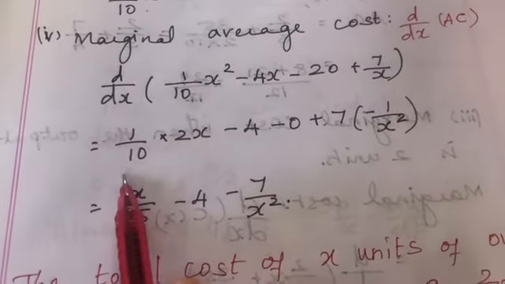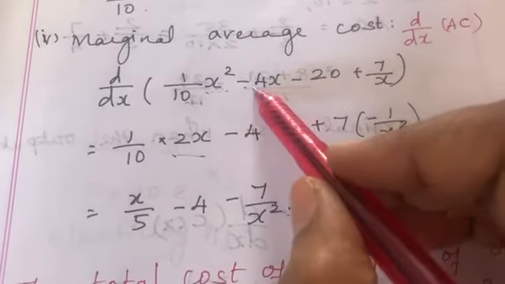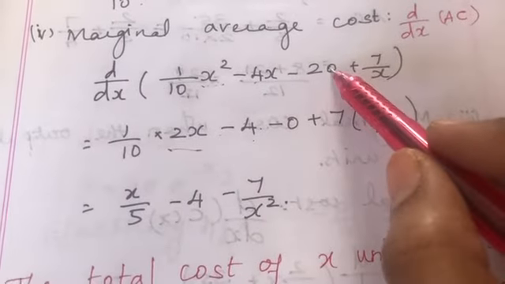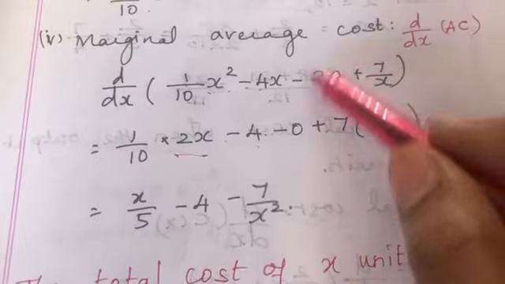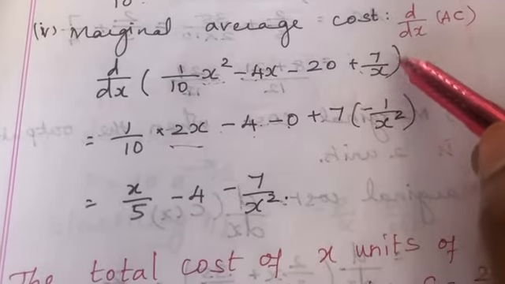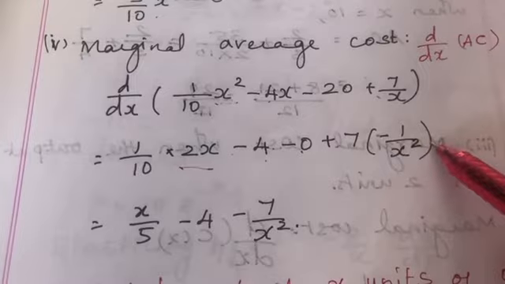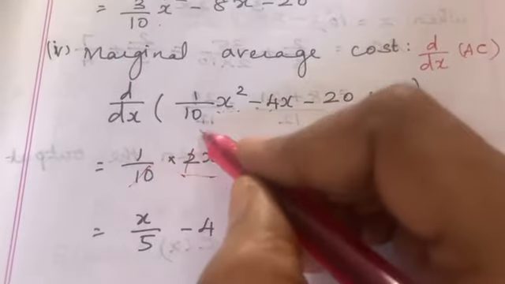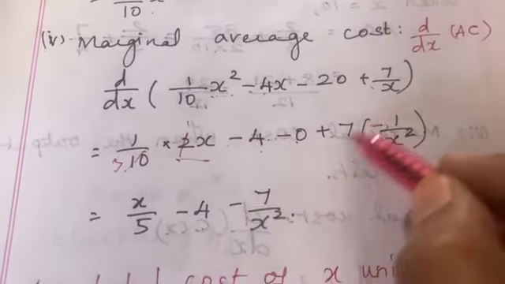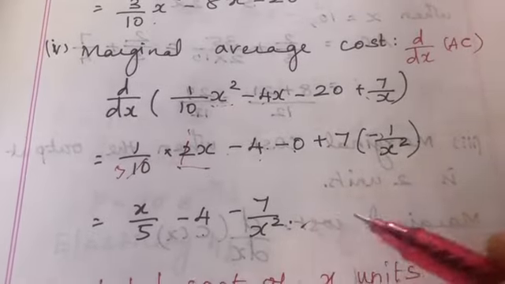So, 1 by 10 into differentiation of x square is 2x. Differentiation of minus 4x is minus 4. Differentiation of x is 1. So, differentiation of a constant value is 0. So, plus 7 into, here it is 1 by x. Differentiation of 1 by x is minus 1 divided by x square. So, while simplifying, this will become 1 2 is to 5 2s are 10. So, x by 5 minus 4 minus 7 by x square, and this is our marginal average cost.